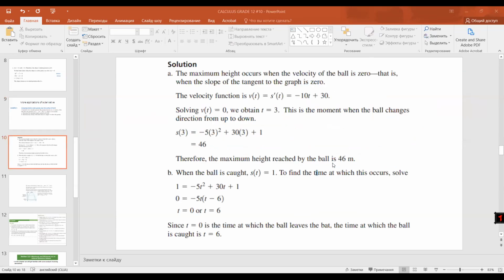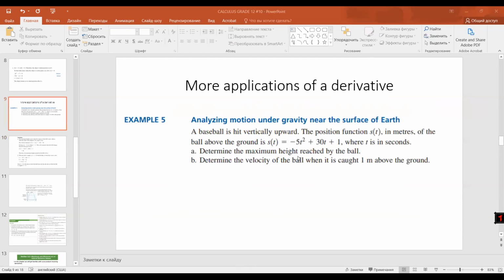Here's the solution. But unfortunately, I don't have time to explain all of it. In the first one, determine the maximum height reached by the ball. It means the derivative should equal 0. It's the moment in time when the ball changes direction, right? Yep, if it was launched upwards initially. And we see that the function of displacement would be an upside down parabola.